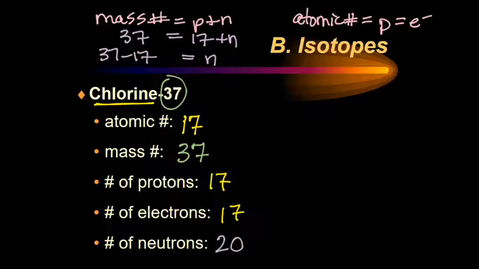So hyphen notation was given. Now if I asked you to convert this to a nuclear symbol, the symbol for chlorine is Cl. The top number has to be the mass number, 37. The bottom number is the atomic number, 17. So there is your nuclear symbol.